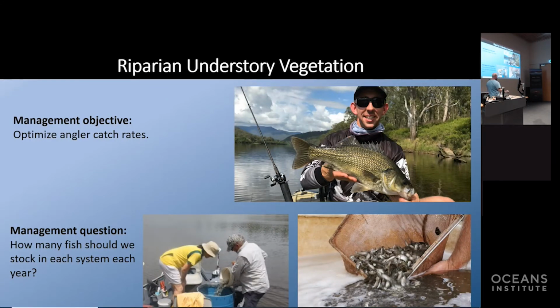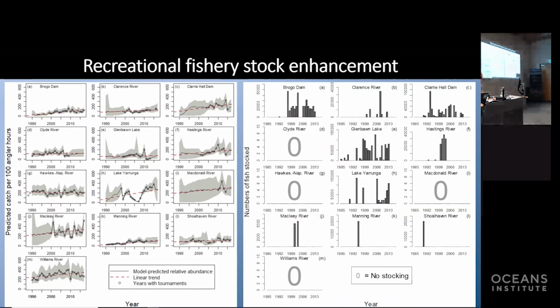In terms of the management question, it's quite simple. It's how many fish should we stock into which system and how often, right? And so I got asked to look for trends at first. The analysis I used, before I talk about that, this graph, I'm going to show several graphs like this, right?